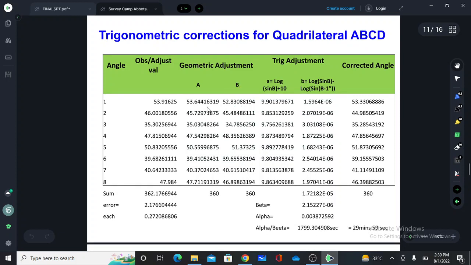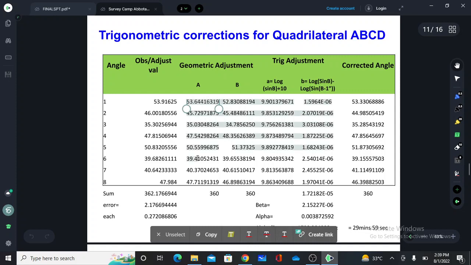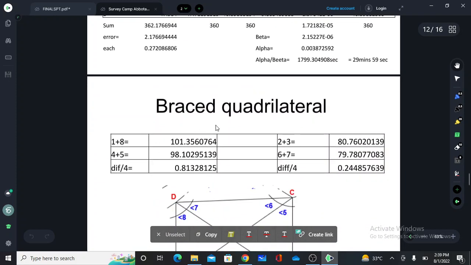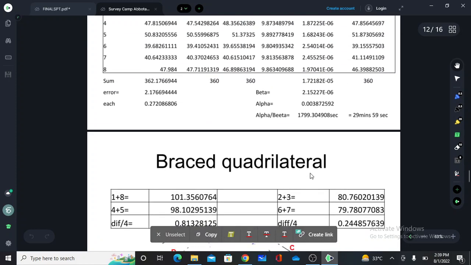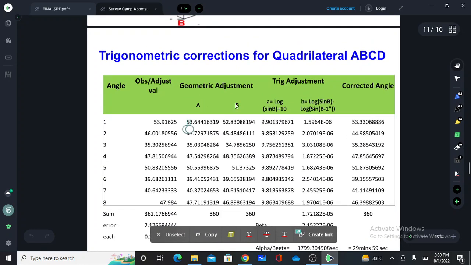I'll repeat once again. Column A values are obtained from the observed values after station correction and figure adjustment, then we find the difference and the error, and then we find the value A, column A. And column B is simply achieved by applying the brace quadrilateral rule, that the summation of opposite angles should be equal to the summation of angles opposite to the line. So this is how we get columns A and B.